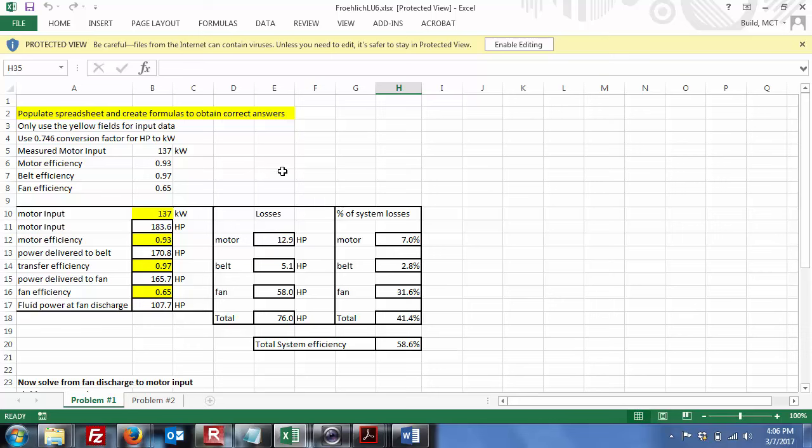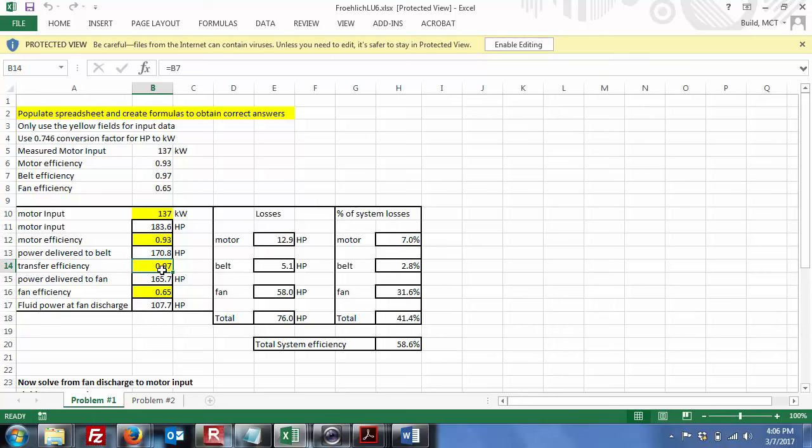All right. So the first thing we're looking at is that the input to the motor, this is the electrical energy coming into the motor, is at 137 kilowatts. And so that just comes straight down from B5. The 0.746 comes from the fact that there are 746 watts per horsepower. So that's your input. The motor itself is 93% efficient. So by the time we get to the belt drive, we've lost a little bit. Now we're at 170.8 horsepower.